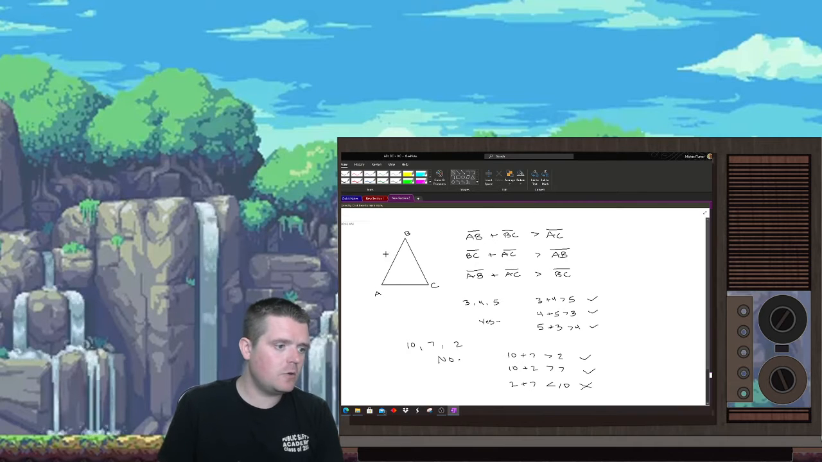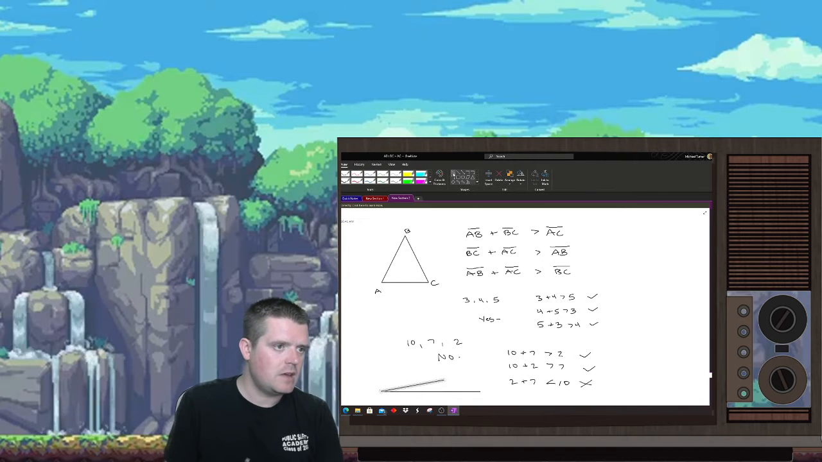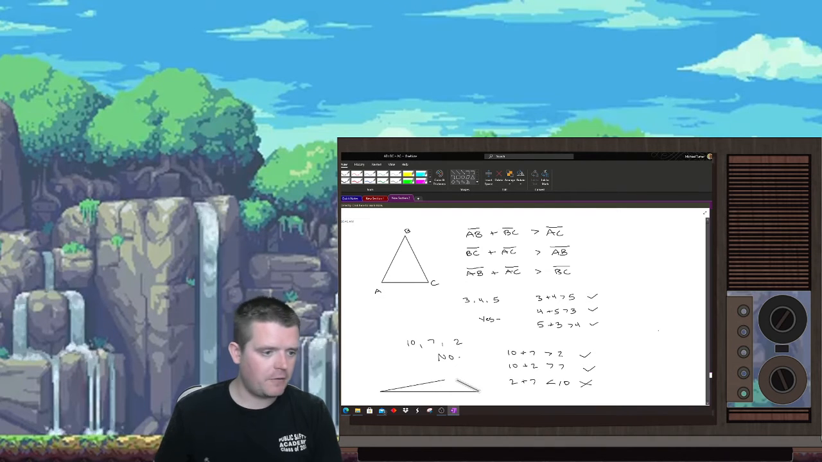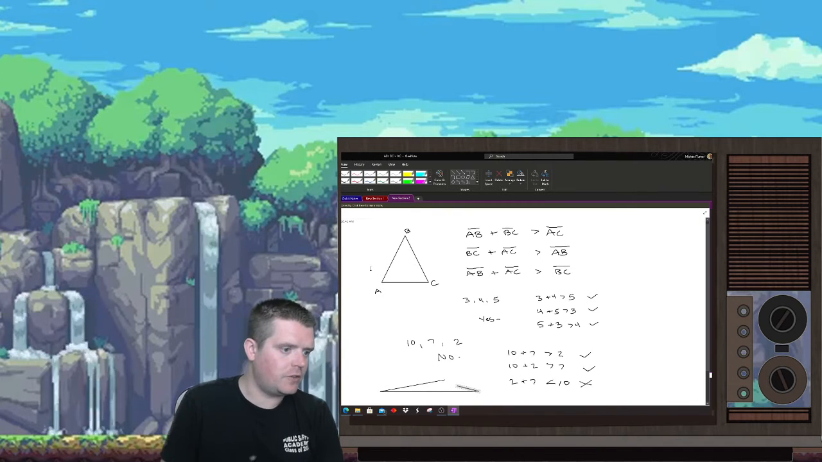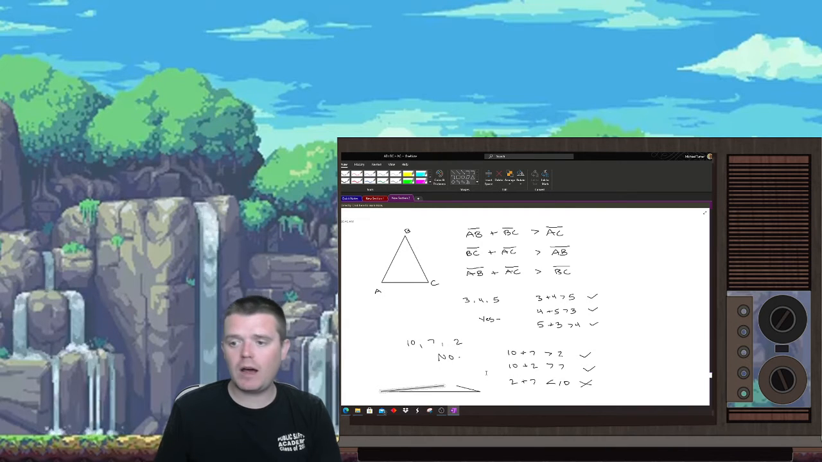Now, why is that? Imagine you took out a couple pieces of string. Let's say you had 10 centimeters for one, 7 centimeters for the second, and 2 centimeters for the other. Even if you made a very, quote unquote, flat triangle, even if I lay these sides almost completely down, as flat as I possibly can, they're not going to connect, and therefore I can't make a triangle. So that's why the sum of any two has to be greater than the third.